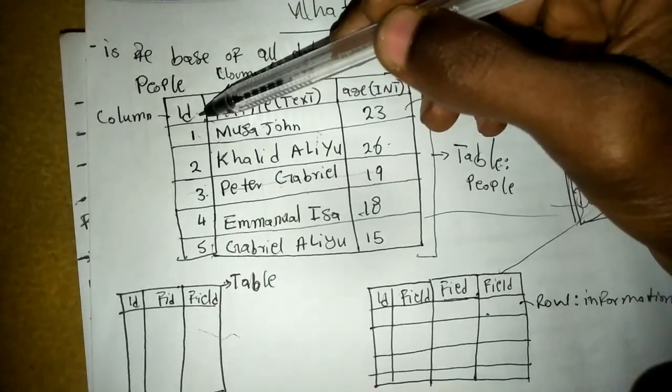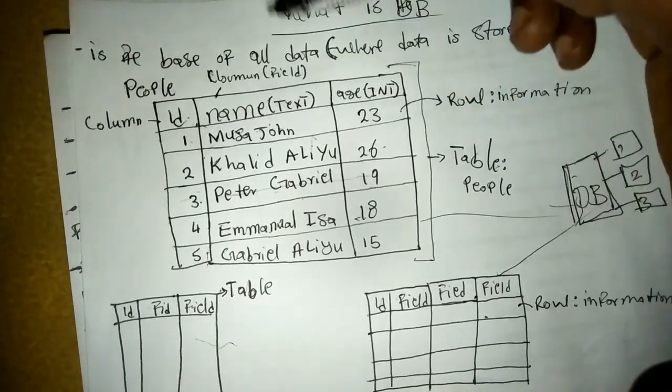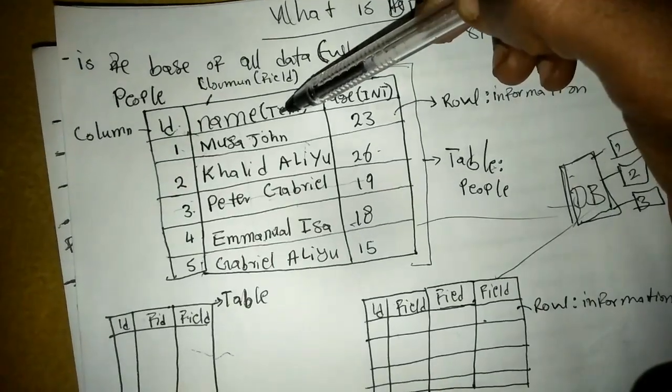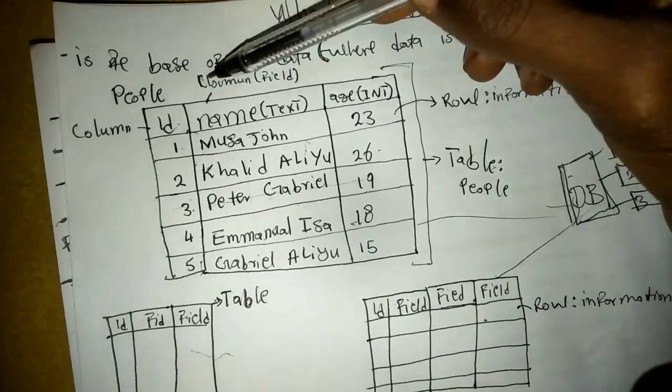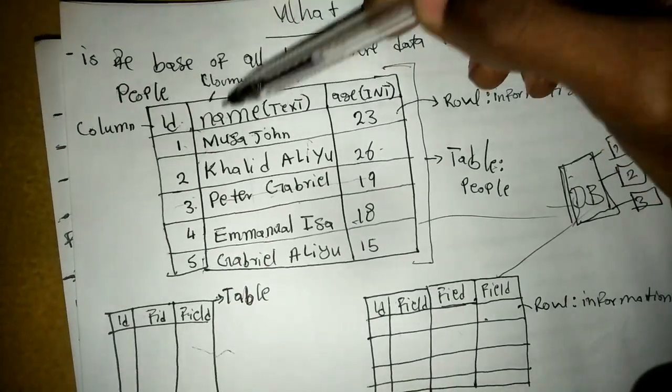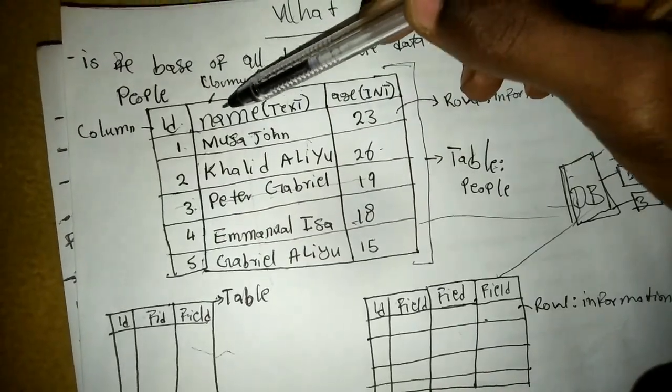It's automatic in databases, especially SQL. Then we have name in form of text. You see, this is the field. I wrote it here, column. So this is the column, and every column has its own field.